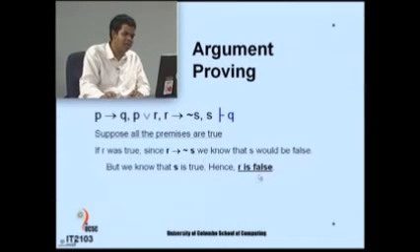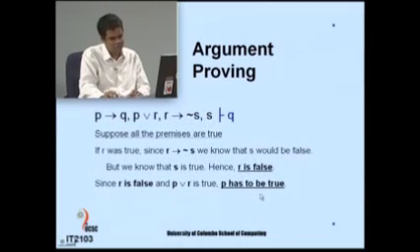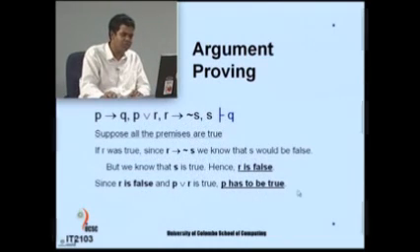Now, this is a simple argument. If R was true, then since R implies not S is also true, then S must be false. But we know S is not false, therefore, R has to be false because R cannot be true. So, using the fact that R is false and P or R is true, we can show that P has to be true, because one of P or R is true, but we know that R is false. Therefore, since R is false, P has to be true.